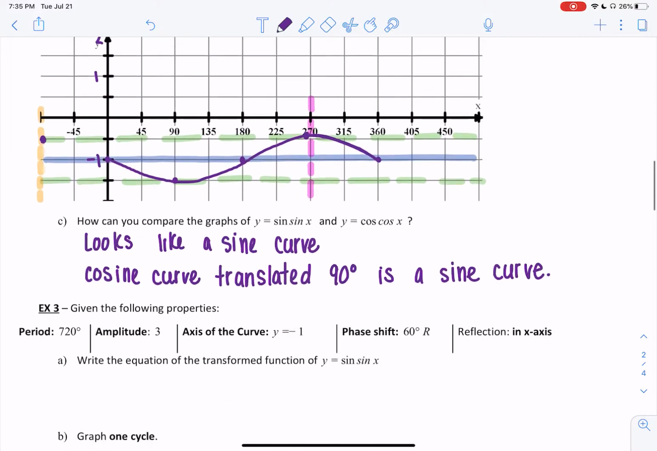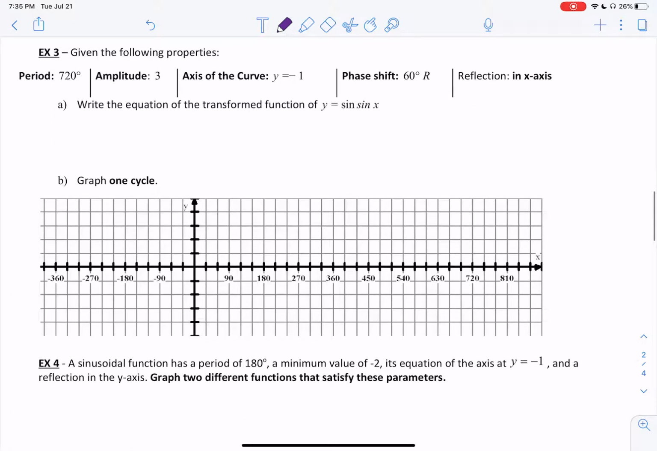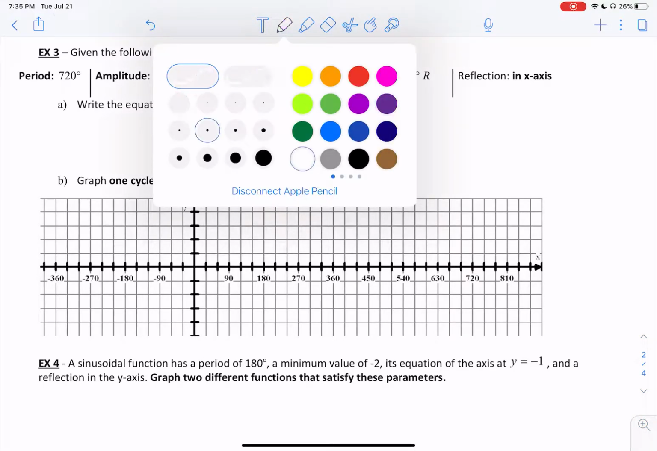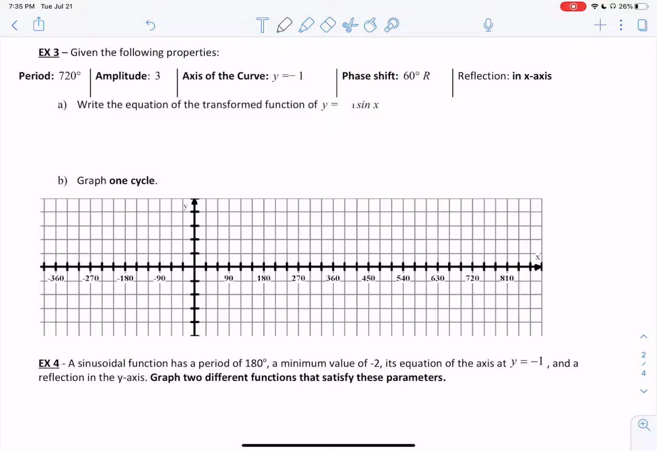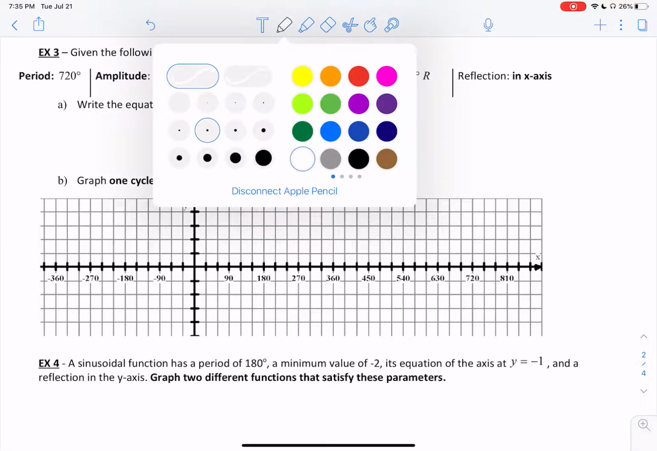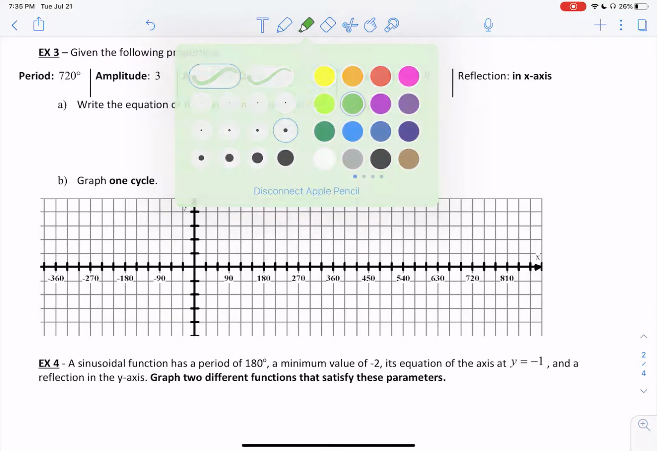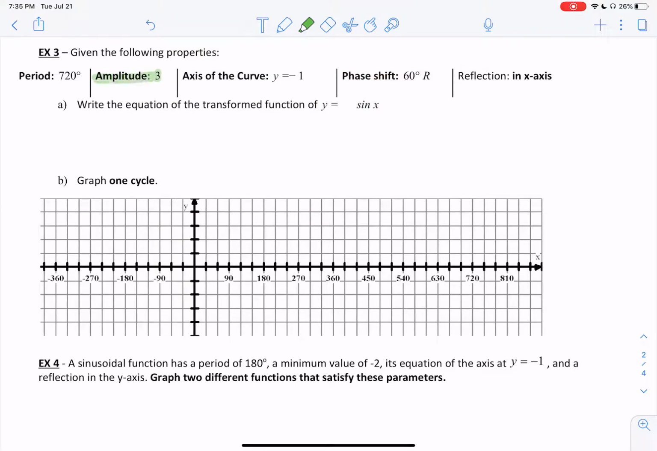Let's try another example. This time we're given the following properties. So what we're going to do is use these properties in order to write an equation of the transformed equation. So again, I'm sorry that we keep having these extra signs there. I don't know how that keeps happening, but that's okay. So the first thing that we're going to do is look for our A value. So remember that our amplitude gives us our A value. So that tells us that our A value is 3, so we can start there.